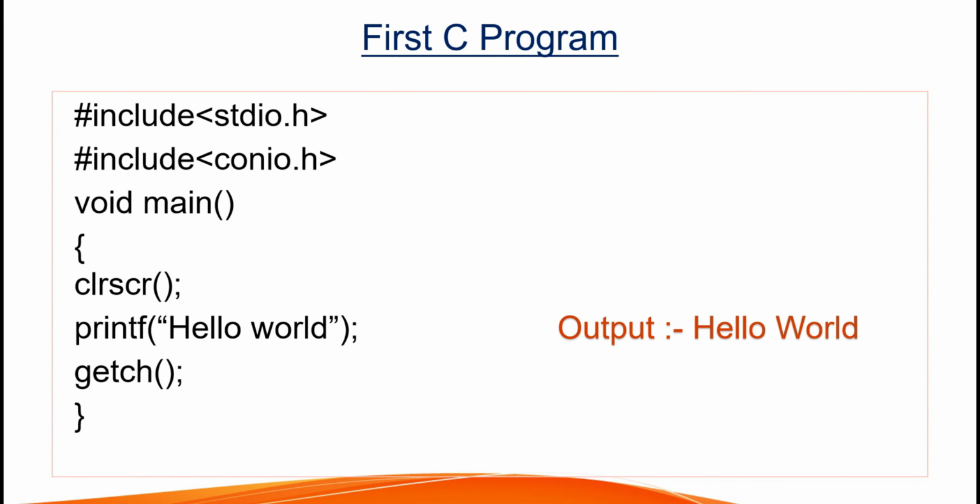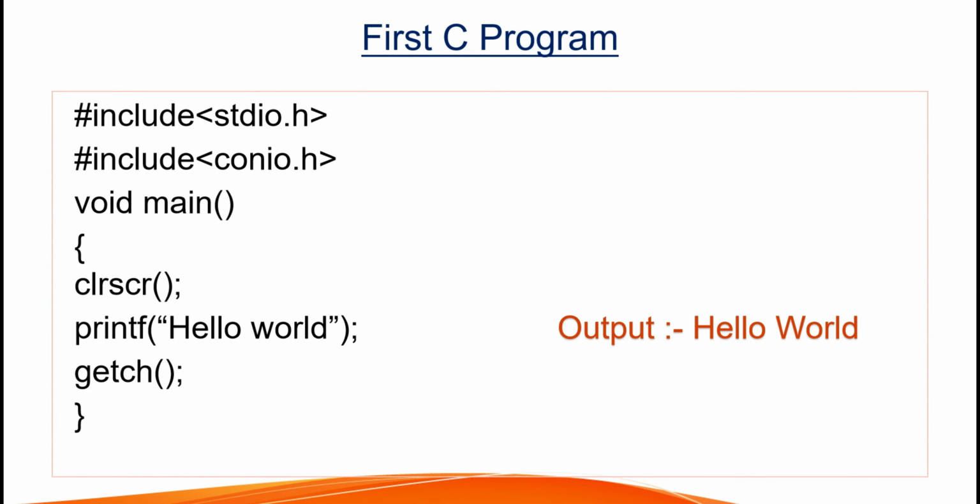And below this, I have written a printf function, which is used to print the output on the console inside its parentheses. And below this, I have written a getch function, which is used to hold the console output screen. So the output of this printf function is hello world, because inside the parentheses of the printf function I have written hello world. So the output is hello world.